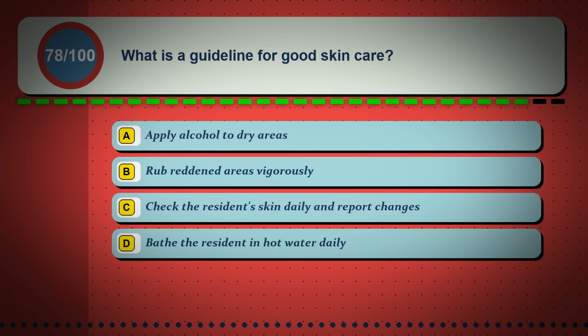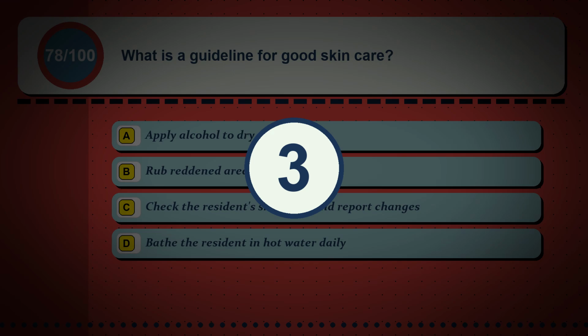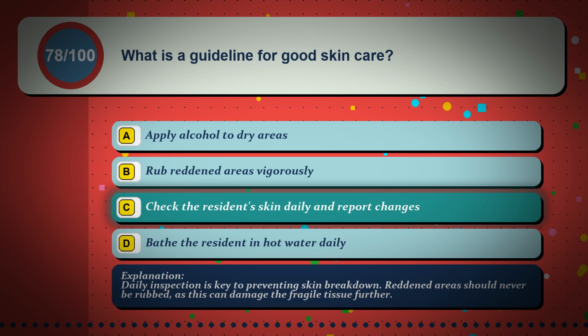Question 78. What is a guideline for good skin care? Option A, apply alcohol to dry areas. Option B, rub reddened areas vigorously. Option C, check the resident's skin daily and report changes. Option D, bathe the resident in hot water daily. The correct answer is option C, check the resident's skin daily and report changes. Daily inspection is key to preventing skin breakdown. Reddened areas should never be rubbed, as this can damage the fragile tissue further.